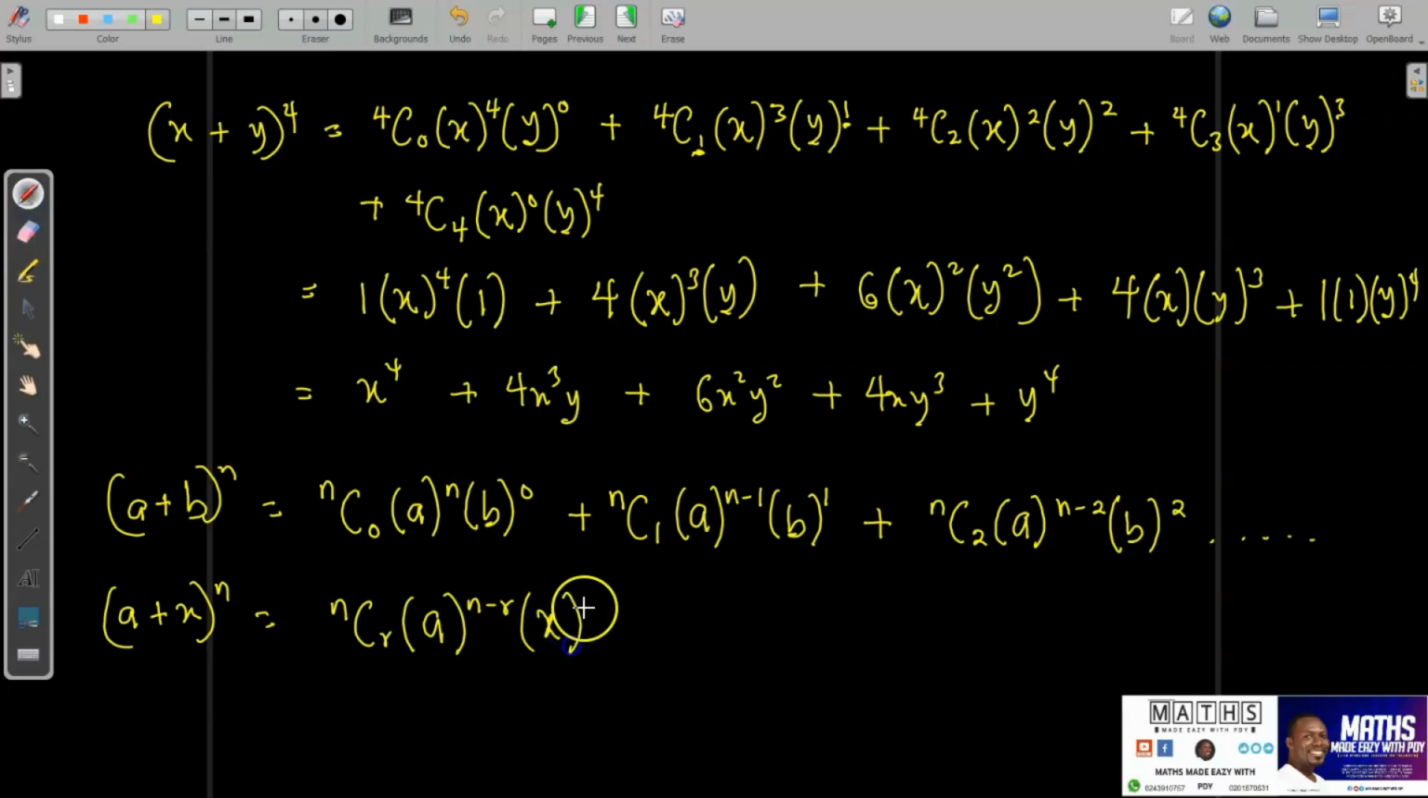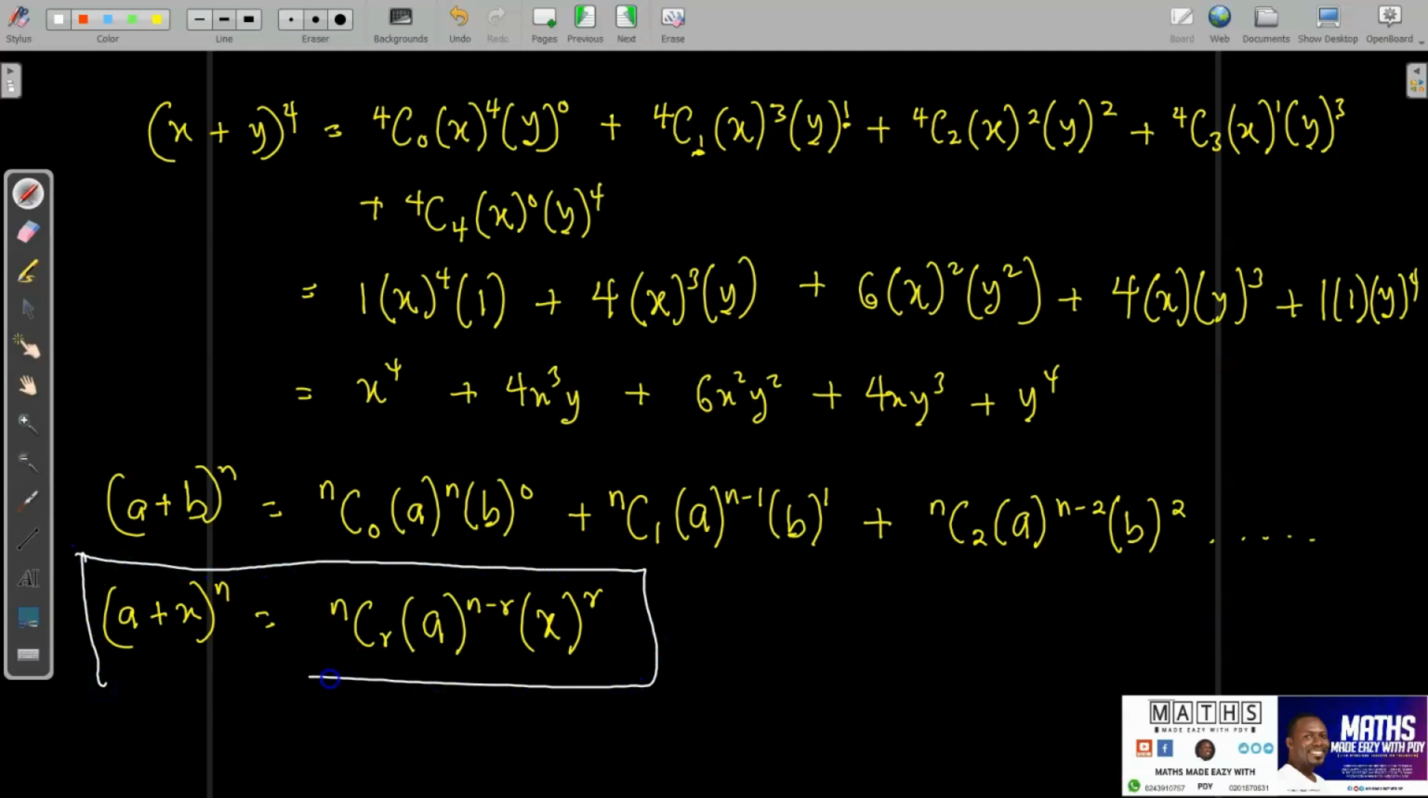Because whatever r value here, when you take it out from the n value, you should get the power of the first term. So this formula here is very important. I'm so much interested in this formula. You should be very careful with it. You can use it to generate a particular term of a given binomial expansion.